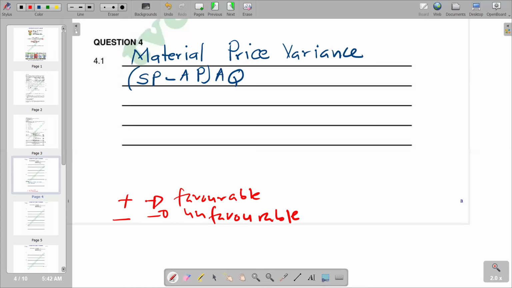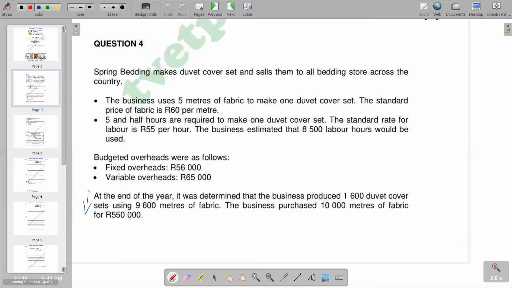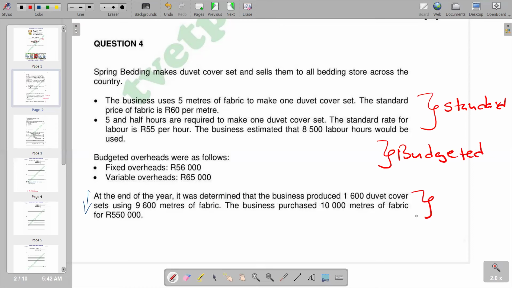So for calculation, we start by trying to locate where we have the standard price. So if you go at the beginning, remember I said information of standard, we are getting it here at the beginning of the question. That's where we've got standard. And then budgeted information, we are getting it here. And then the actual information here as we go forward, that's where we have got actual. So we can just try to take note of that.